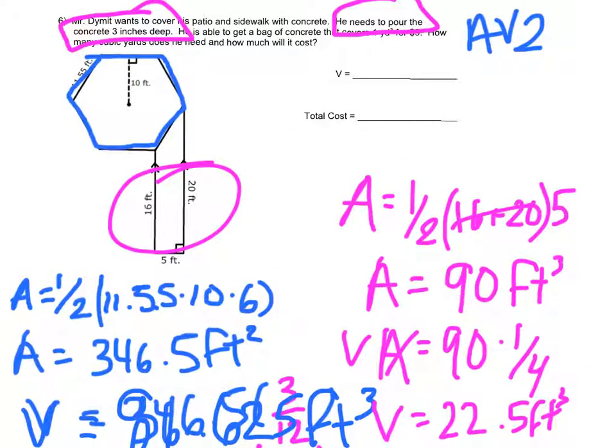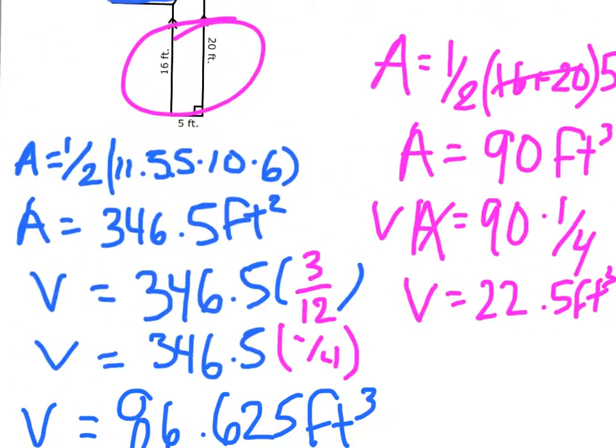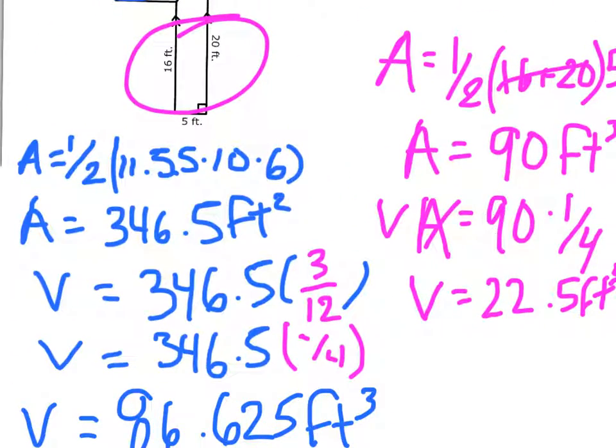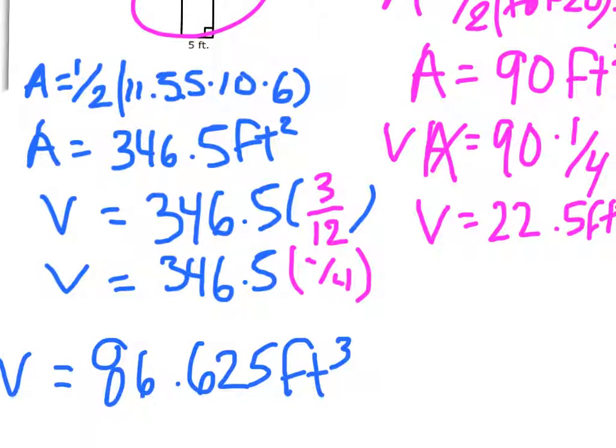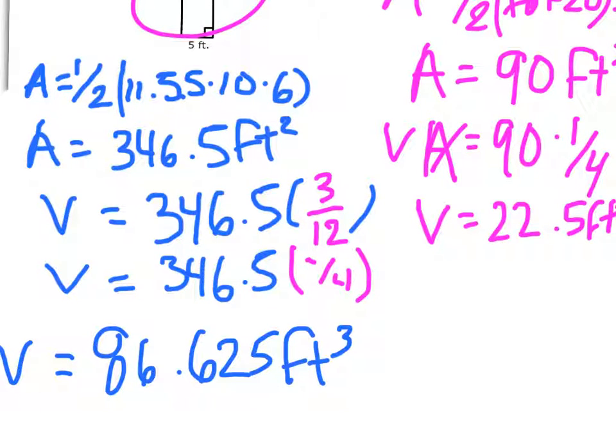Here's the problem. If I want to figure out how much it costs, I have to go back and look at how much it costs, and it says 1 yard cubed will be $9. I don't have yards cubed. I have feet cubed. I have to take my 2 feet cubed values and turn them into yard cubed values. So let's take a look at what that would entail.